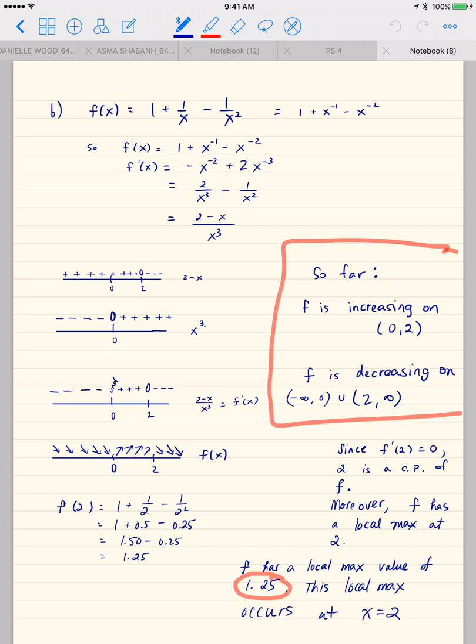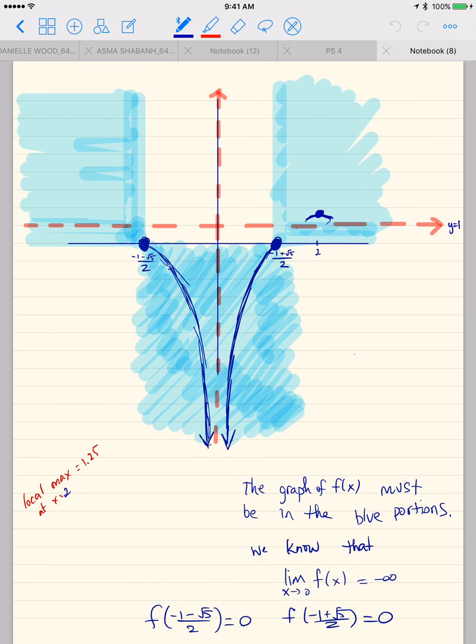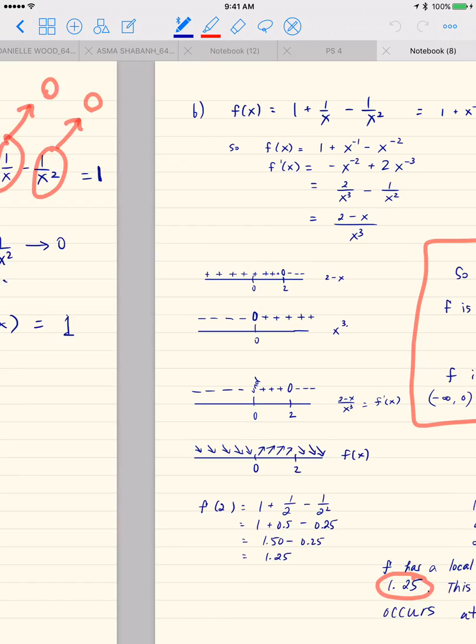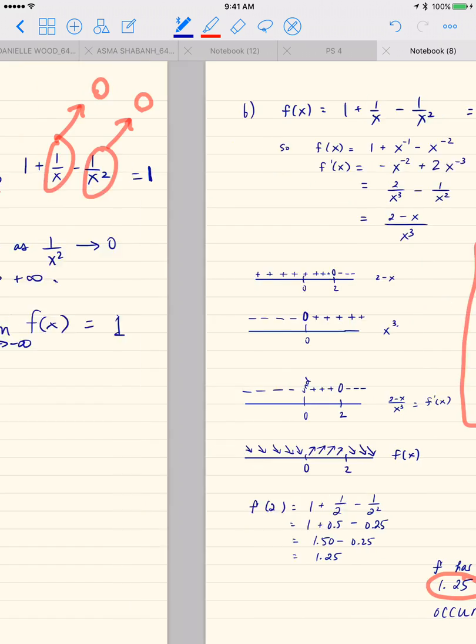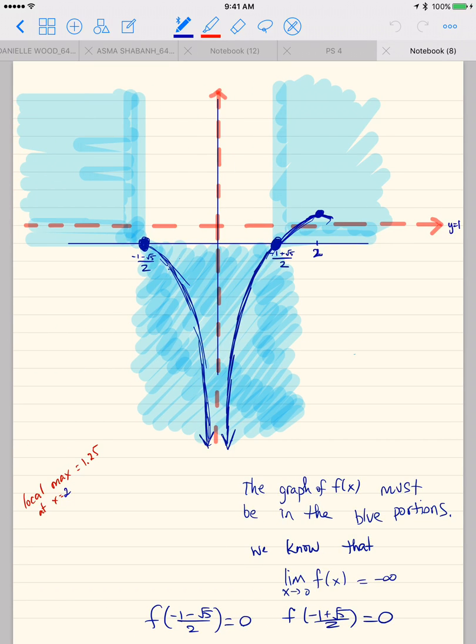Now, our function is increasing on 0, 2. Let's see if that makes sense. From 0 to 2, the function is increasing, so we can actually go ahead and fill this in. The function is decreasing from -infinity to 0 and from 2 to infinity. So we're going to be decreasing from 2 to infinity and decreasing from -infinity to 0.